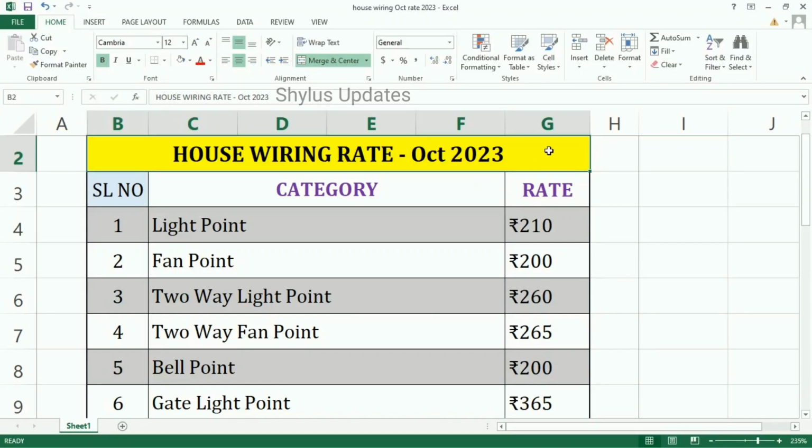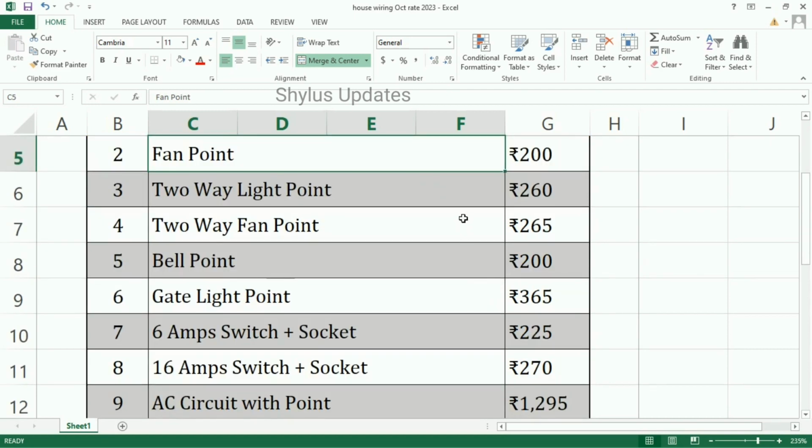House wiring rate, October 2023. Category, rate. Light point, ₹210. Fan point, ₹200. Two-way light point, ₹260. Two-way fan point, ₹265.